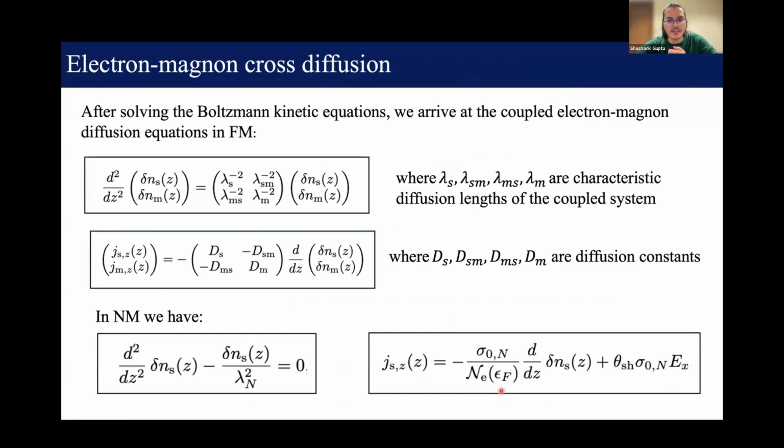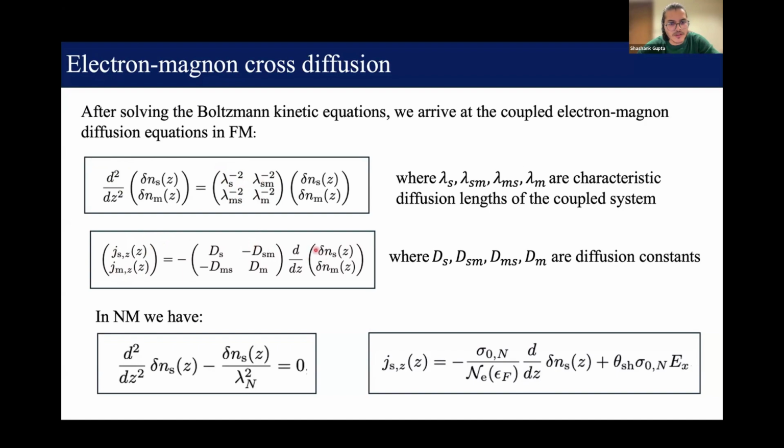Now, after solving these Boltzmann kinetic equations, we arrive at the coupled electron-magnon drift diffusion equation. So in a ferromagnet, the electrons and magnons are coupled. This is the continuity equation, and this matrix is the spin diffusion length matrix. Lambda is the electron spin diffusion length, and lambda m is the magnon spin diffusion length, while the off-diagonal terms arise because of the coupling. When we turn off the coupling, these off-diagonal terms become zero, and our coupled system reduces into the uncoupled system.